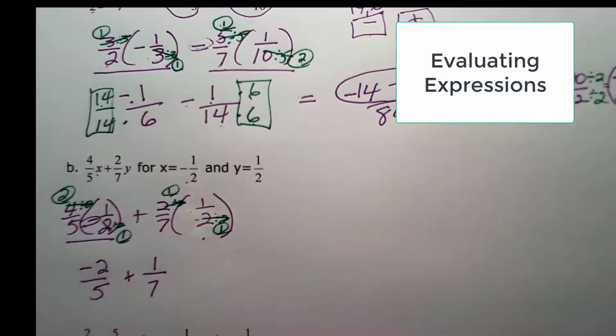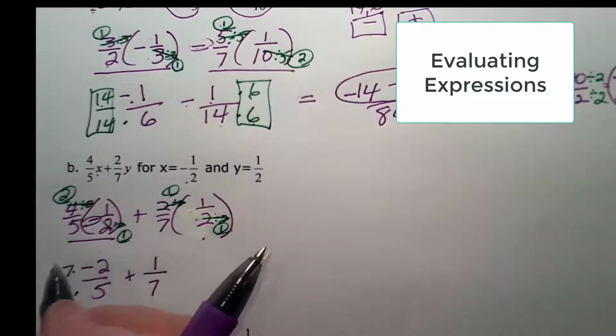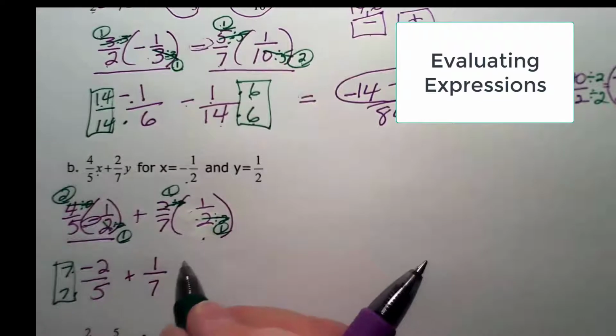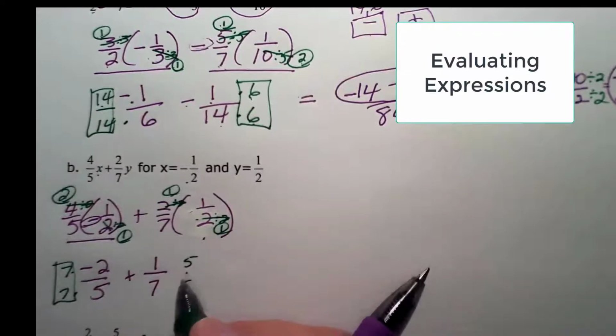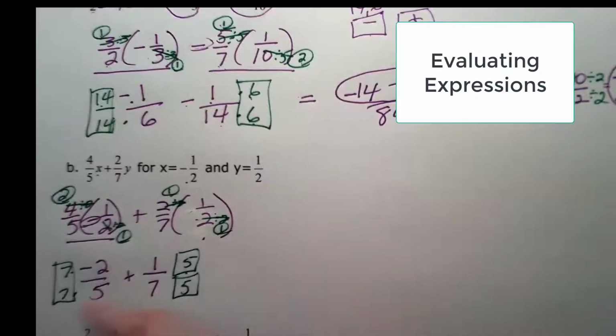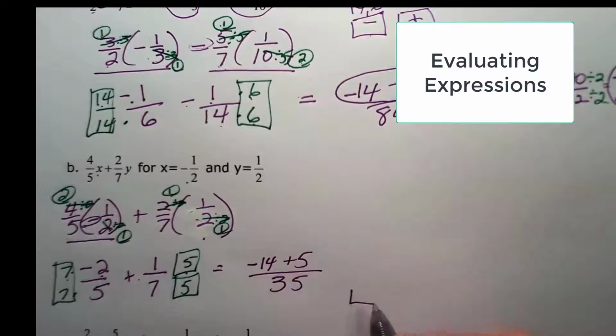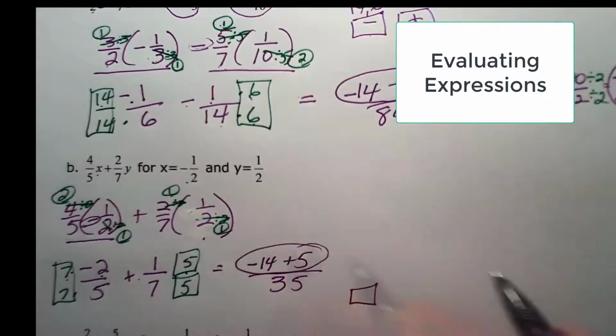Now I need a common denominator. So I'm going to multiply times 7 over 7 and 5 over 5. Because I know if I do 7 times 5 and 7 times 5, I'll have the same denominator, which is 35. Then I have 7 times negative 2 is negative 14, plus 1 times 5, plus 5. So I need to do that computation.